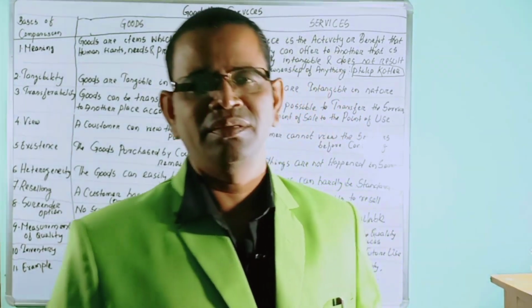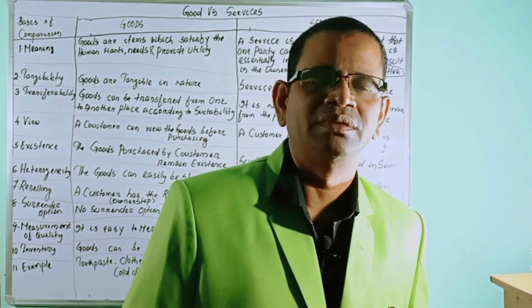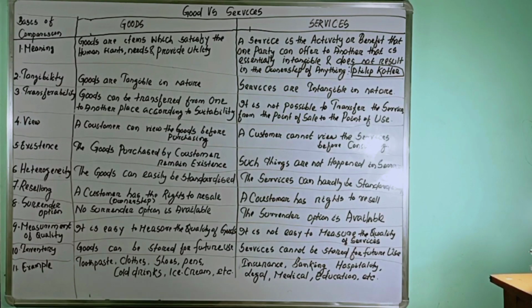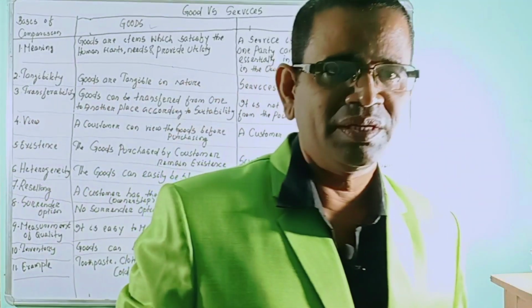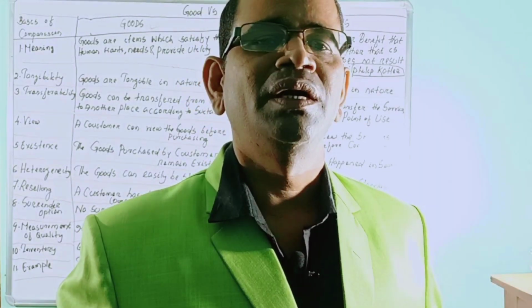Before the discussion, I have a request. Kindly take a screenshot for better understanding. What is the basic difference between goods and services? So far as I have collected from books and the internet, taking into consideration 11 bases of comparison, we can easily compare goods and services. The first basis of comparison is the meaning or definition of goods and services.